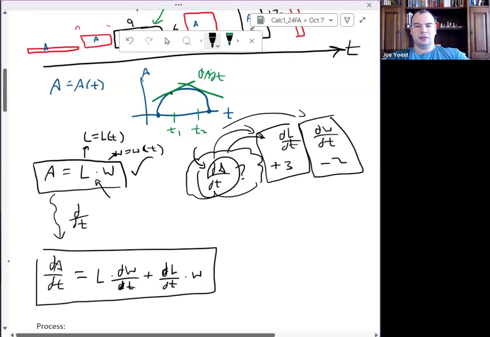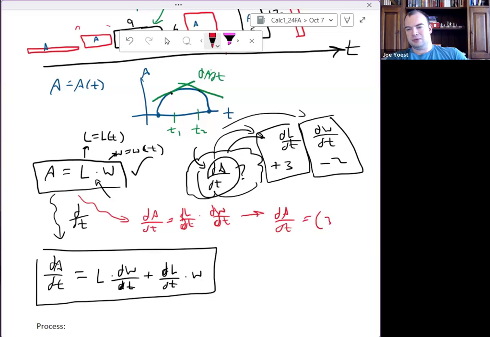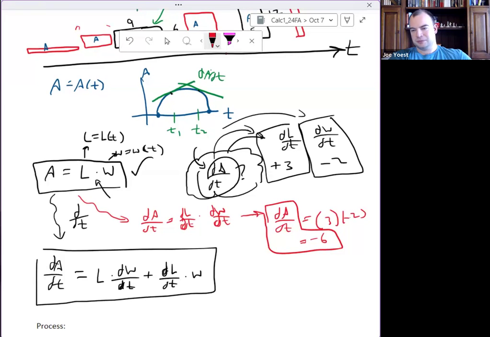Note that if we had made a mistake here, let me write this in red because it's a mistake. If I had made a mistake and written dA/dt is dL/dt times dW/dt, but dL/dt and dW/dt are always the same, right? Plus 3 inches per second, minus 2 inches per second. The dA/dt is going to be 3 times -2, or -6. Well, -6 is our result.